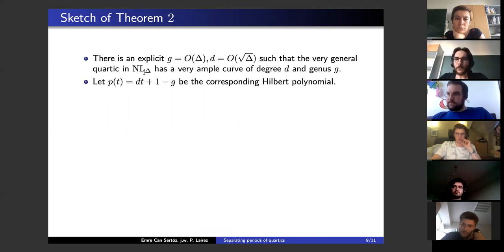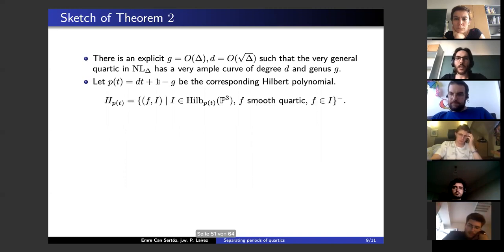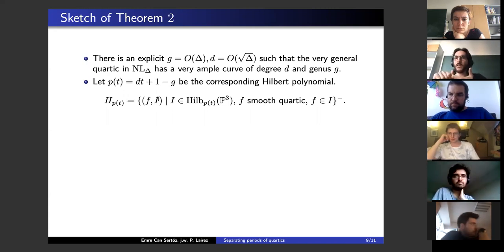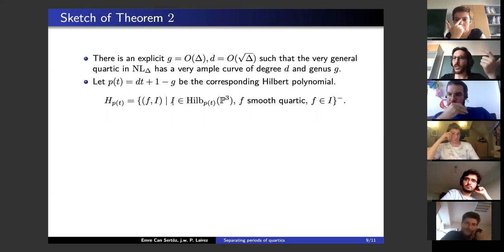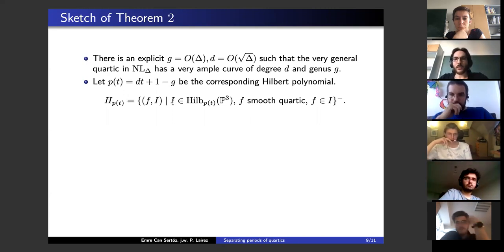Okay, so for curves of genus g and degree d in P3, I have the corresponding Hilbert polynomial defining those schemes. And I define the relative Hilbert scheme, which is a pair. So it's a quartic, or the polynomial defining a quartic, and the ideal defining a scheme which has this Hilbert polynomial P. So because of the shape of this polynomial, this ideal will cut out something of dimension 1. Not necessarily pure of dimension 1, but dimension 1. And the corresponding curve is inside of the quartic if the polynomial f is inside the ideal I.